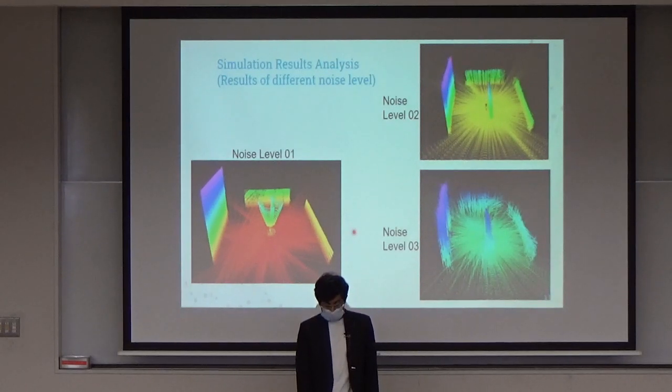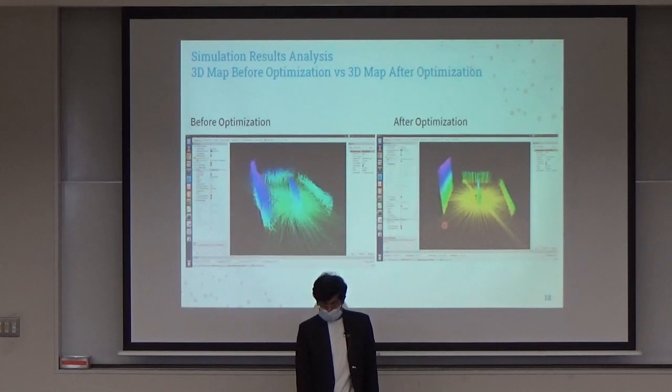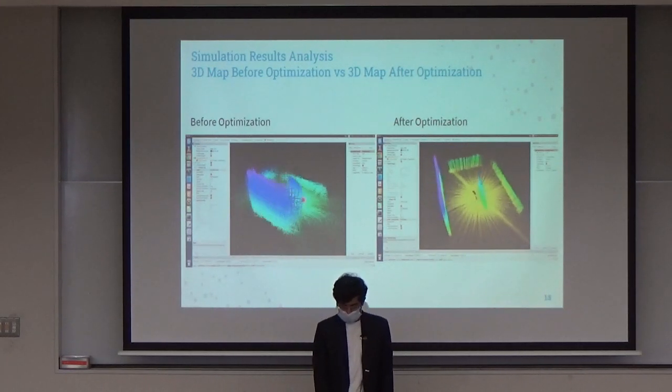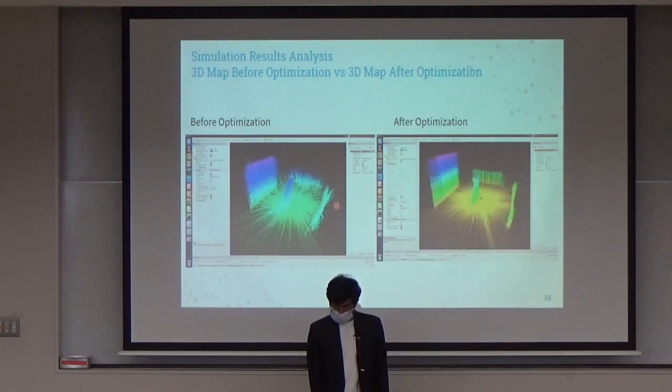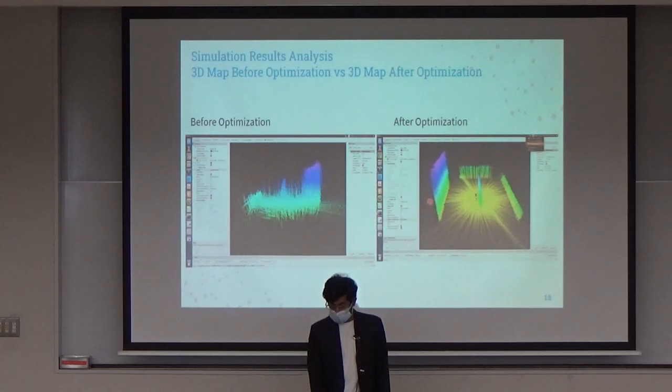To show the effect of noise on the 3D map, we use three different levels of noise, and we can see that when we increase the noise level, there is a lot of distortion in the point cloud data. The optimization method is to minimize this effect of sensor noise. Here on the left-hand side, before optimization, the point cloud is not very precise and accurate. There is a lot of distortion, and after optimization we get a very precise map.